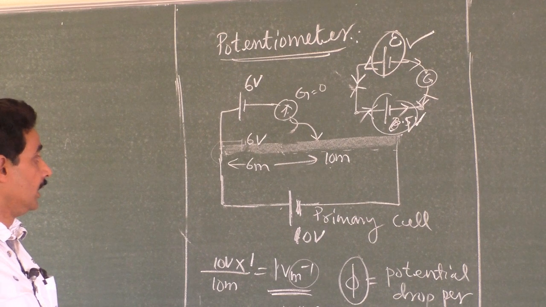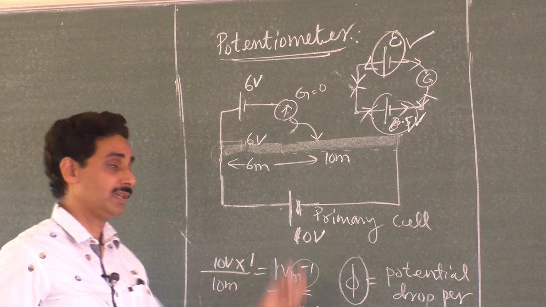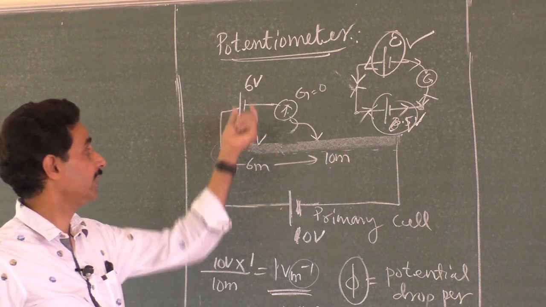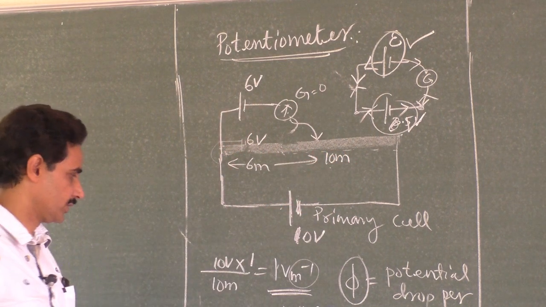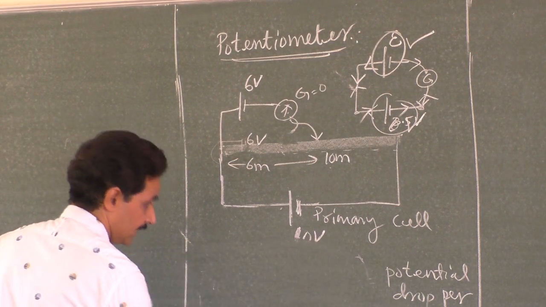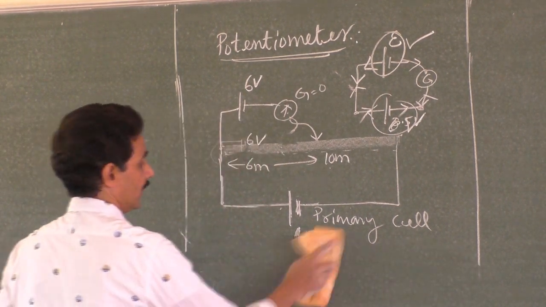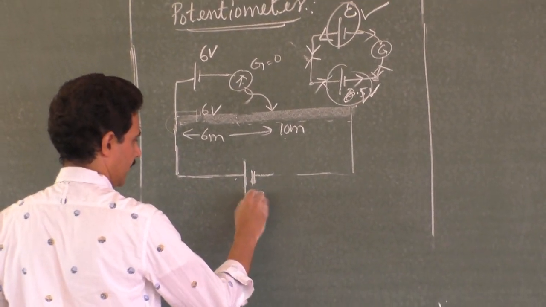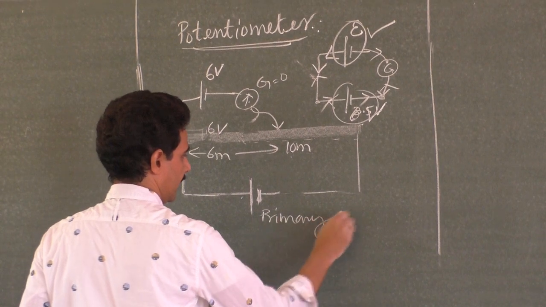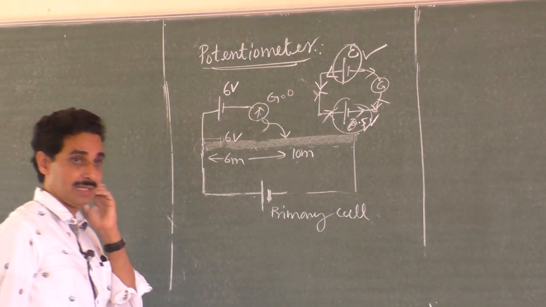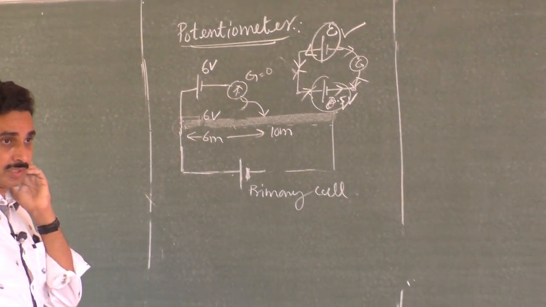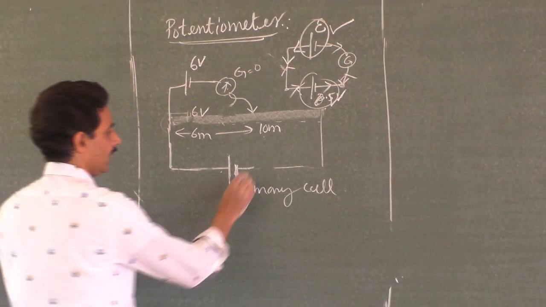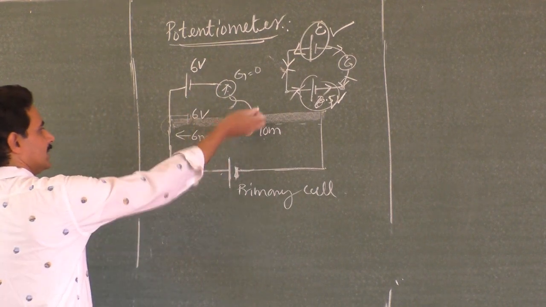And sir, if I don't know what is the EMF of primary cell, if I don't know what are the potential drops here, can I find out the EMF of the unknown cell? Possible. How? I'll rub this. Even if you don't know what is the EMF of the primary cell, say this is primary cell. Primary cell is a part of a circuit. It energizes and divides the potential on the wire, and it has nothing to do with the experimental cell.